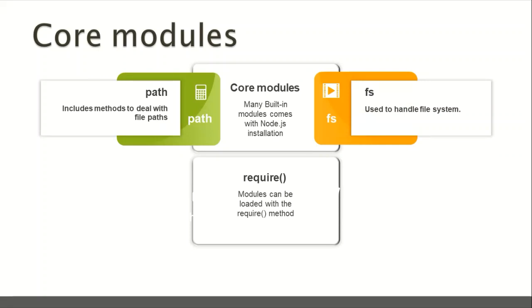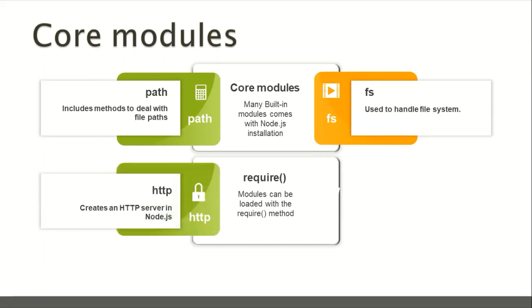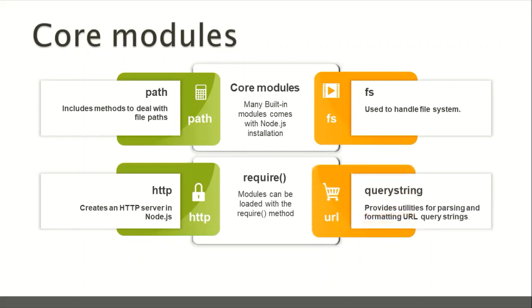When we want to create a server with the help of Node.js, we can use the HTTP module. When we want to perform operations on a query string, to encode or decode it, we can use the query string module. So these are some of the core modules available, and there are again so many modules with which you can deal. Now, how do we implement a core module?